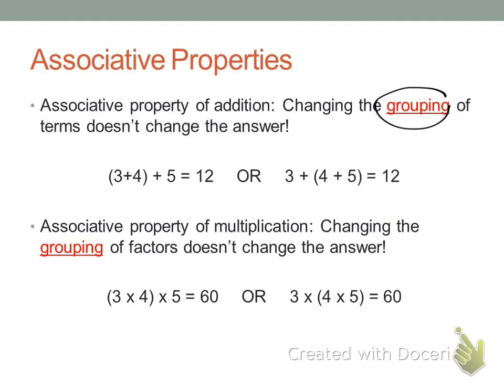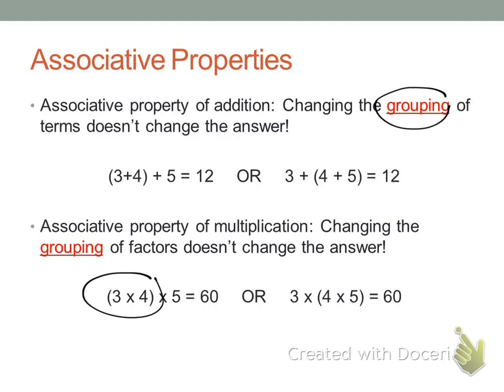Same thing with multiplication, changing the grouping. What makes this a grouping and not just simple multiplication? What makes it a grouping? Well, there's parentheses, and is there something I can simplify inside the parentheses? Can I do 3 times 4 to get 12? Yeah, I can. Okay? So changing the parentheses or the groupings does not change my answer.